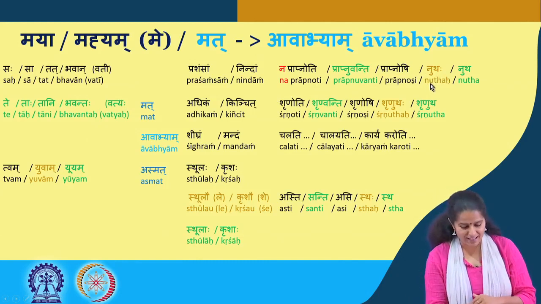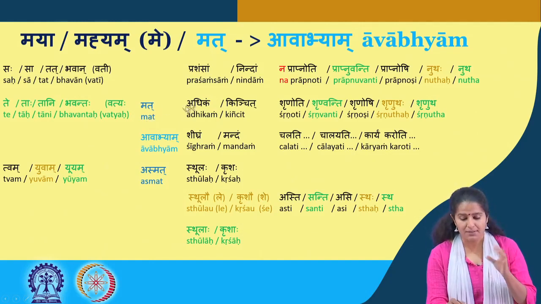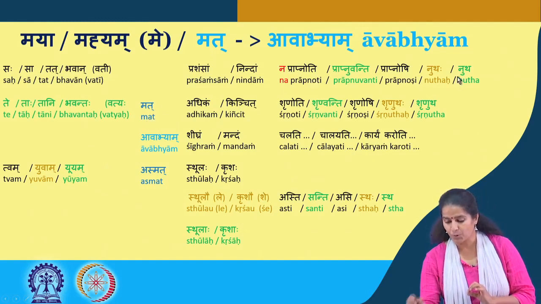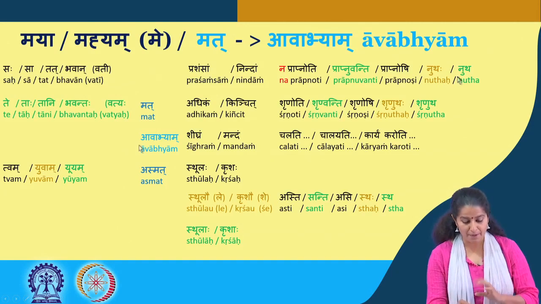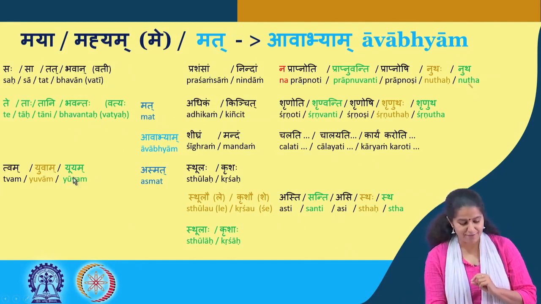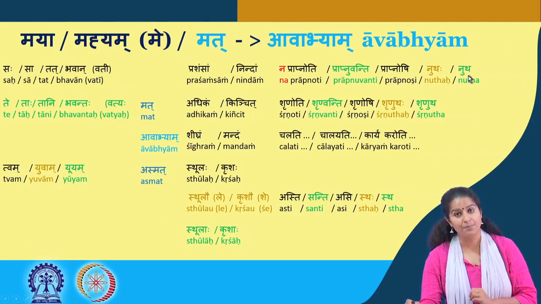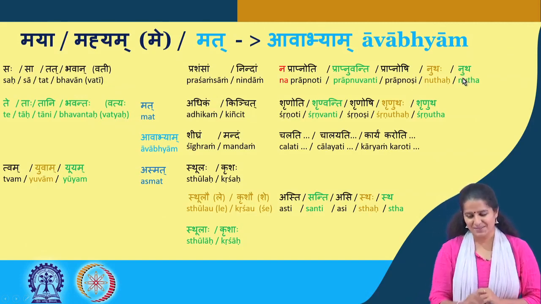Clear? And the last one with the plural yuyam. So yuyam mat kinchit prapnutha, you get a little from me. All of you avabhyam kinchit prapnutha. And finally, yuyam asmat kinchit prapnutha. Got that? So that is the practice there.